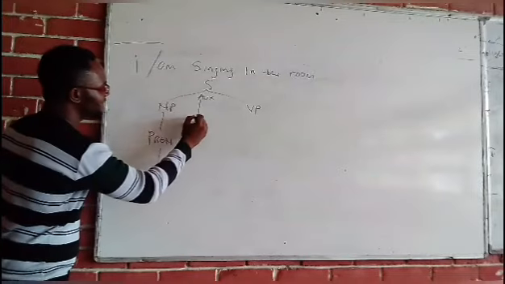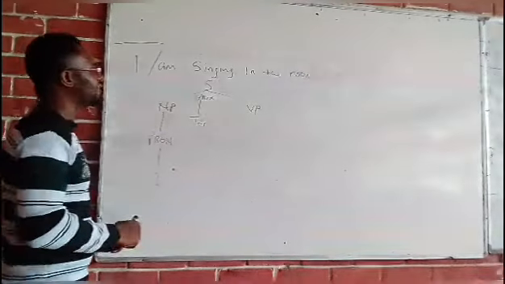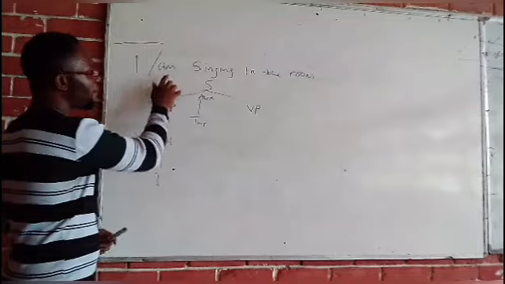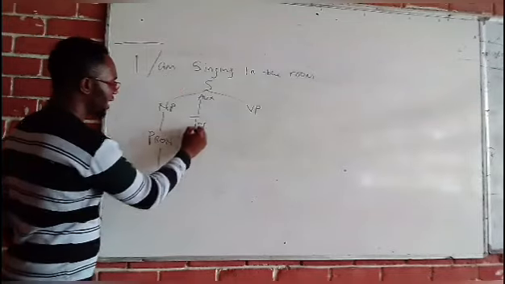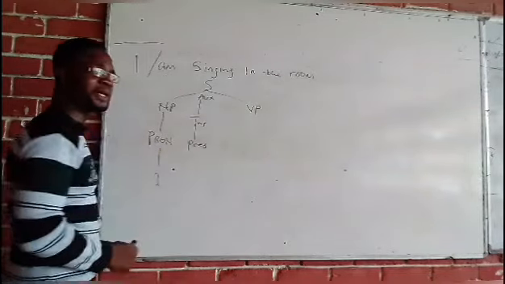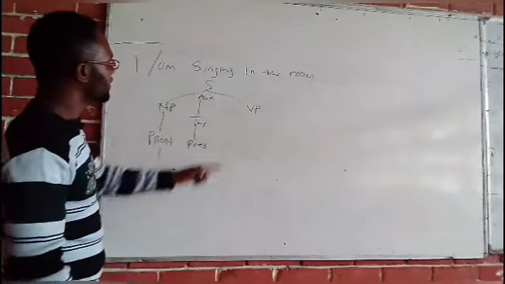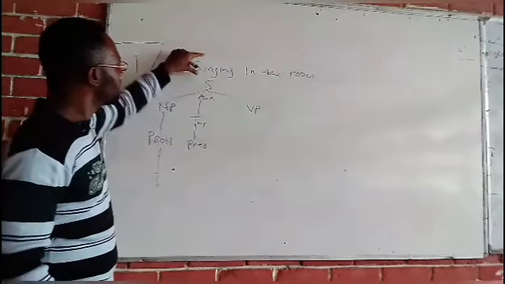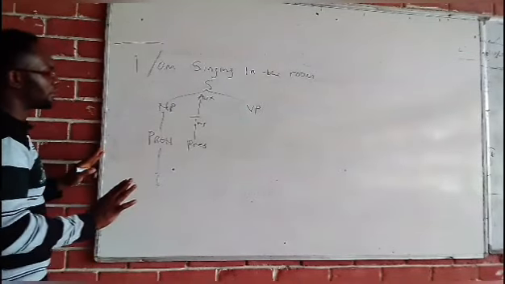Good. Then there is the tense. What about the tense? The tense starts from the first verb. Am is what? Am is the present verb. Hence, here becomes what? Here becomes pres. Is that clear? So, singing in the room. Good. Look at this very well.